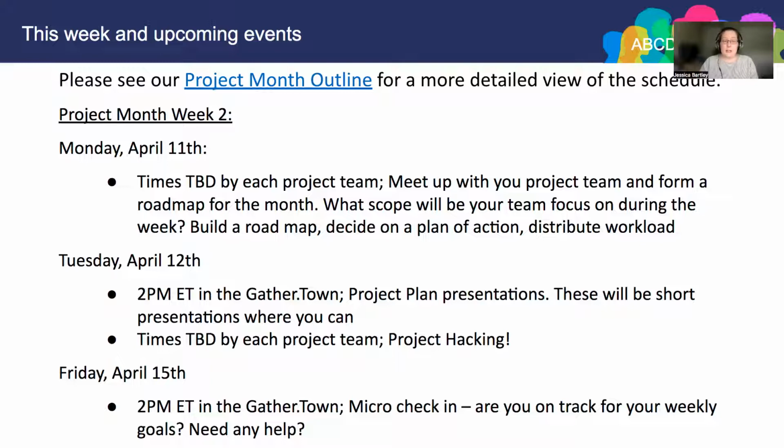After that, you're just going to work with your team, at times to be determined by each group, on your projects and try to make some progress on the goals that you've set out for yourself. Then on Friday of week 2, as well as each Friday following for the month of April, we will have some micro check-ins in the Gathertown, again at 2 p.m. Eastern Time, where groups can come and give us a little update on what they've been able to accomplish that week. Were they able to meet their weekly goals? Are they on track to meet their month goals for the project work? Do they need any help? Are they stuck? That's a space where we can contribute or help answer some of the questions and make sure that you are on track to meet the goals that you set out for yourself at the beginning.